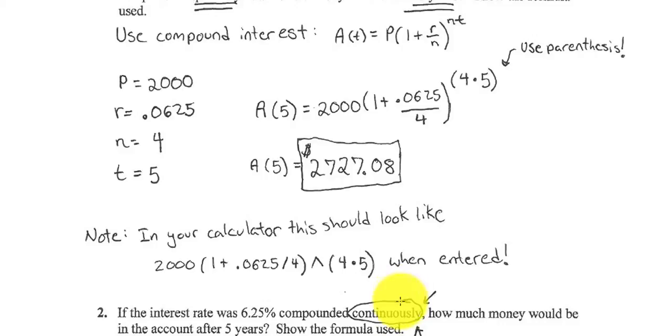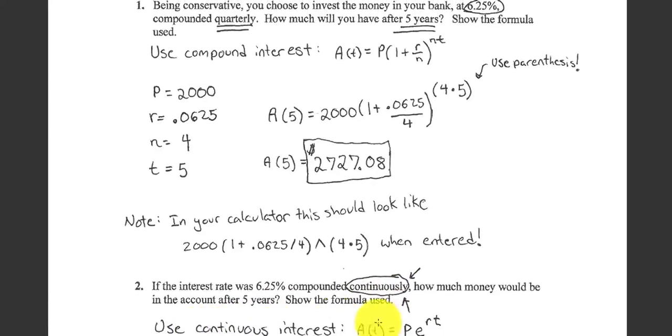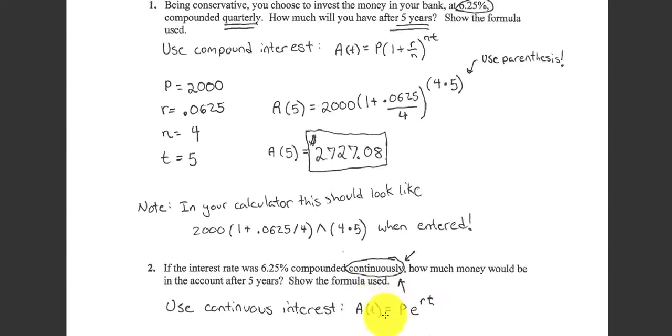Essentially, anytime you see the word continuous in the problem, you're going to use the continuous interest formula. So this A_T equals P e to the rt. And then if the interest is compounded monthly or weekly or daily, you'll use this compound interest formula, okay?